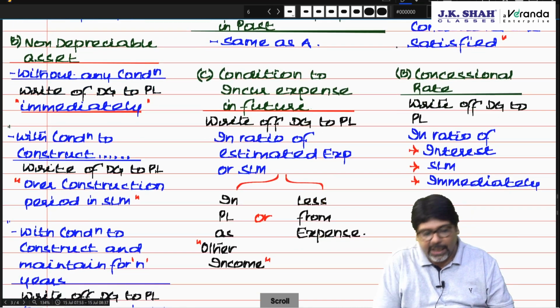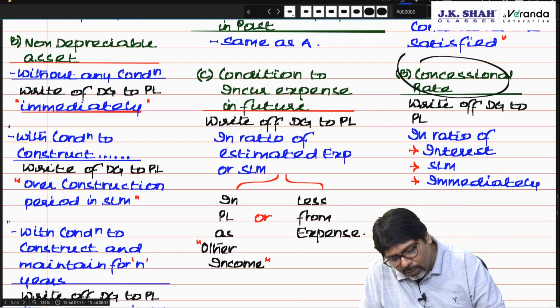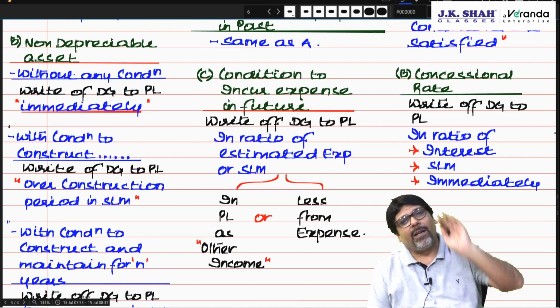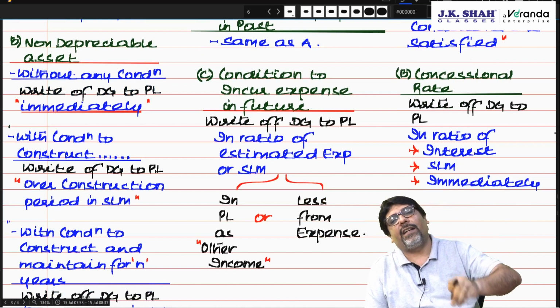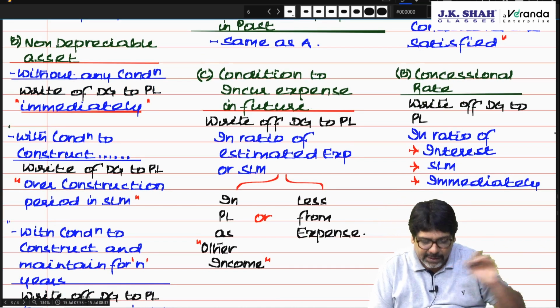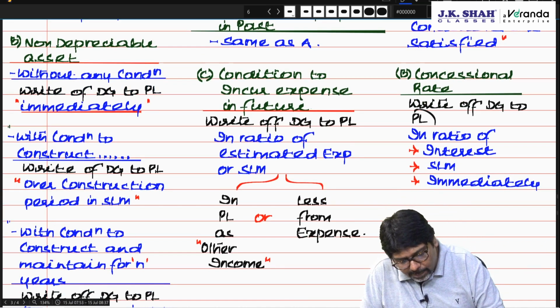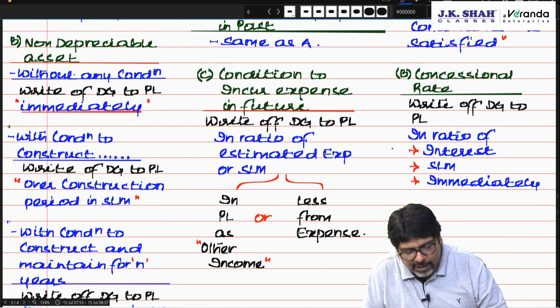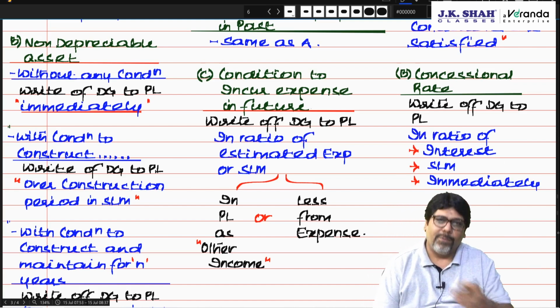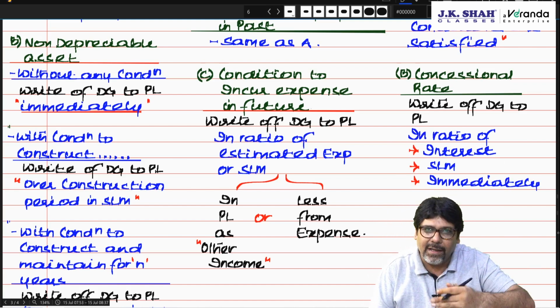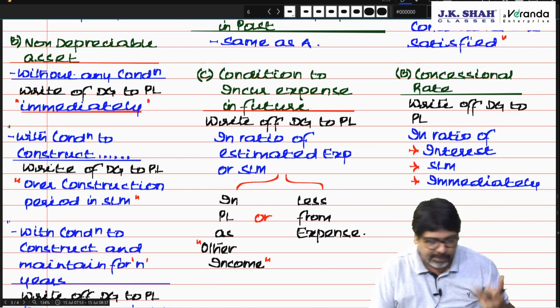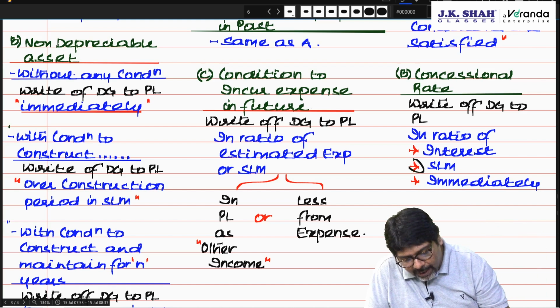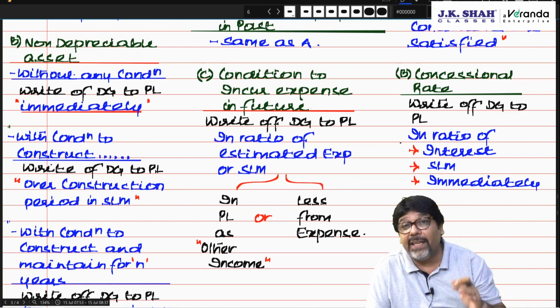Now the government gives you a loan at a concessional rate of 4% instead of 12%, because you are starting a factory in a special economic zone. Then write off to P&L in the ratio of interest, SLM, or immediately, it is your choice. You can write it off over a period of time, or a little every year, or all together. The choice is yours. SLM is the better option because if it becomes refundable, you are not hit badly.